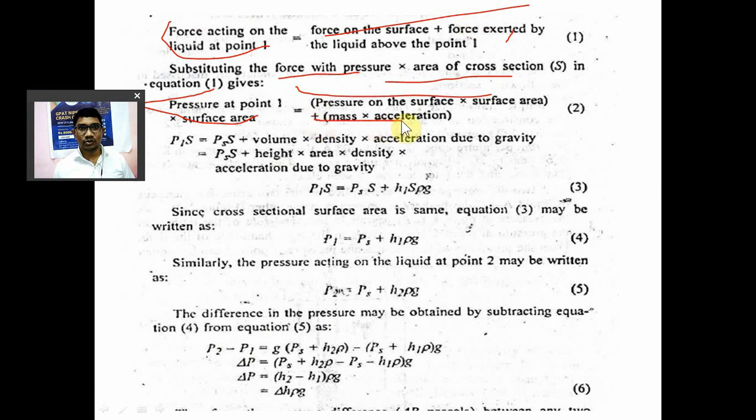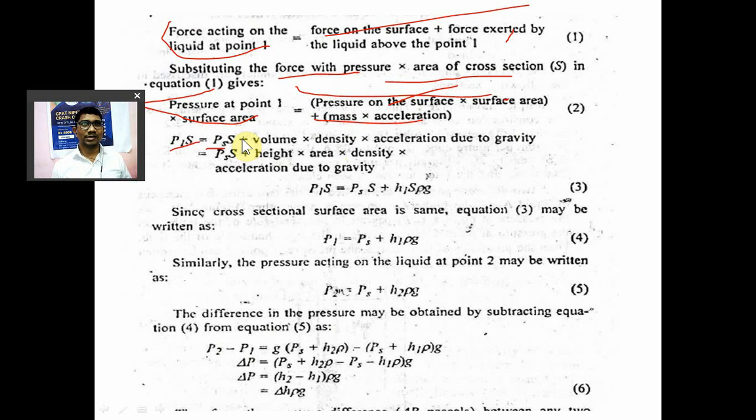So here plus mass into acceleration. Above, right? Above point 1. There the mass into acceleration, this flow term will come. So pressure at point 1 into surface area, you can see P1 and S, S for surface, is equal to PS, pressure at the surface into surface area, plus mass. What is mass? Mass is equal to volume into density. Density, for a liquid, is equal to mass upon volume.